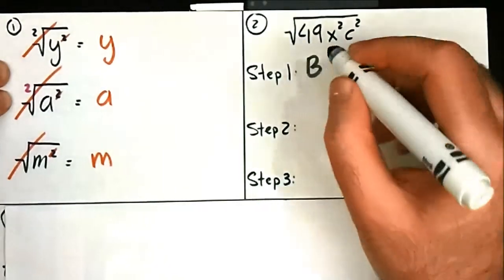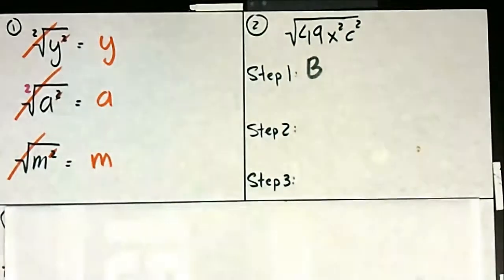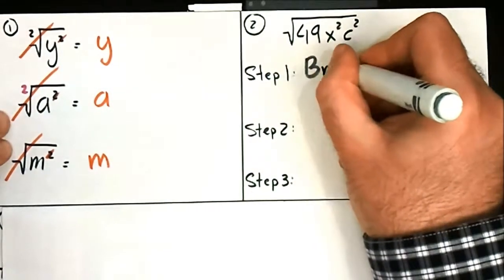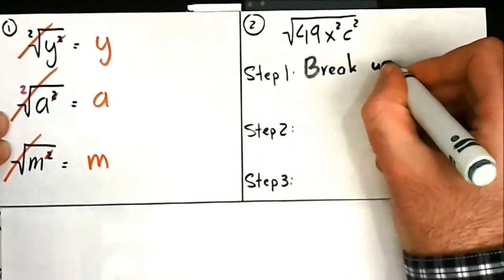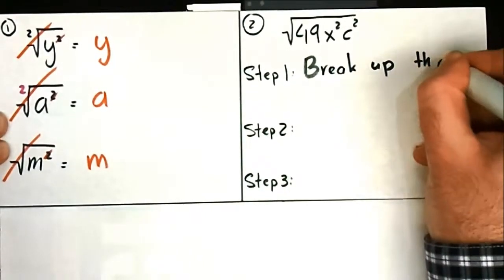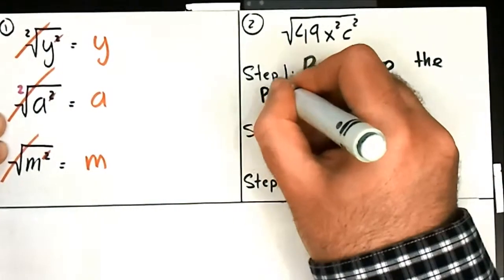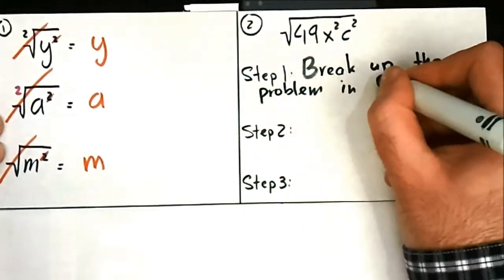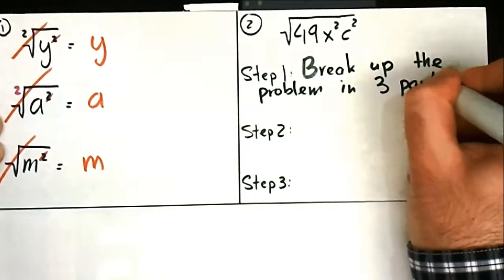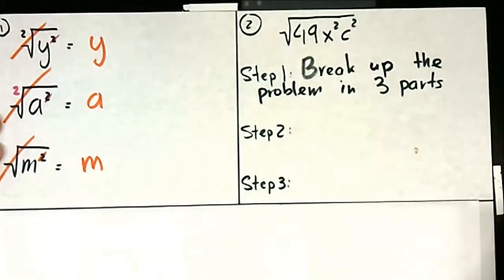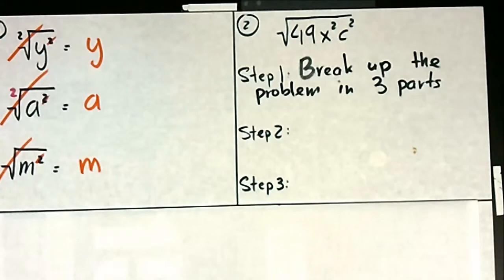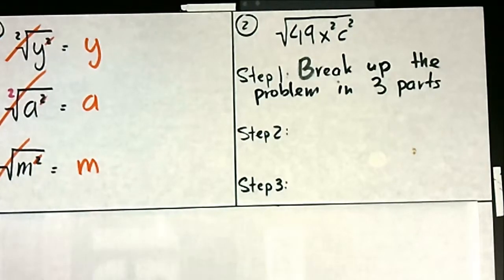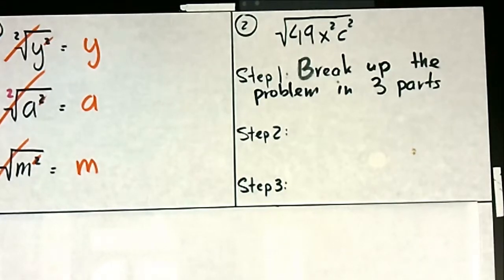So break up the problem into 3 parts, or into 3 radicals. Again, you could have said a few things here, but all of those would work. What should be my second step now that I've broken the problem up?